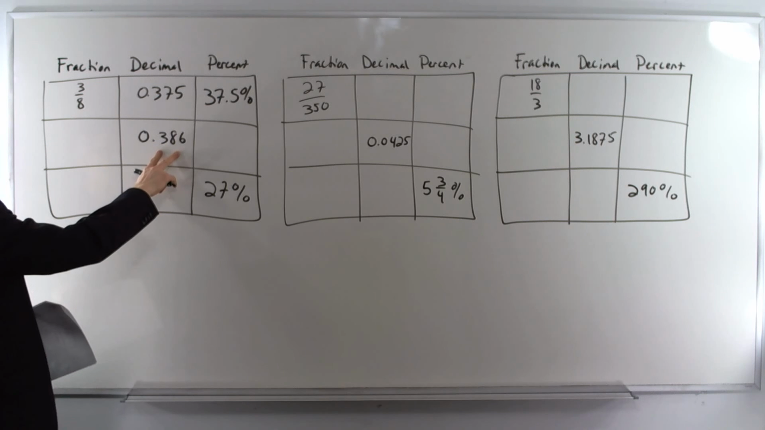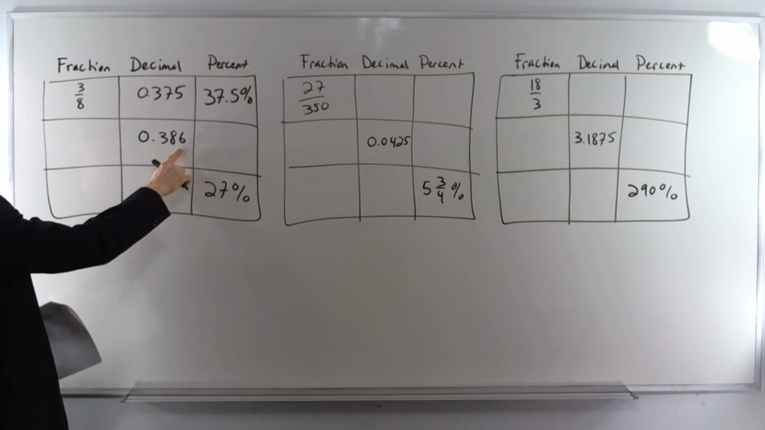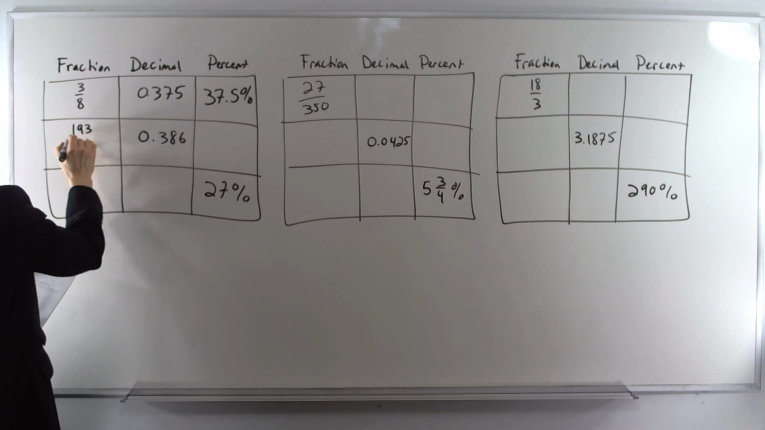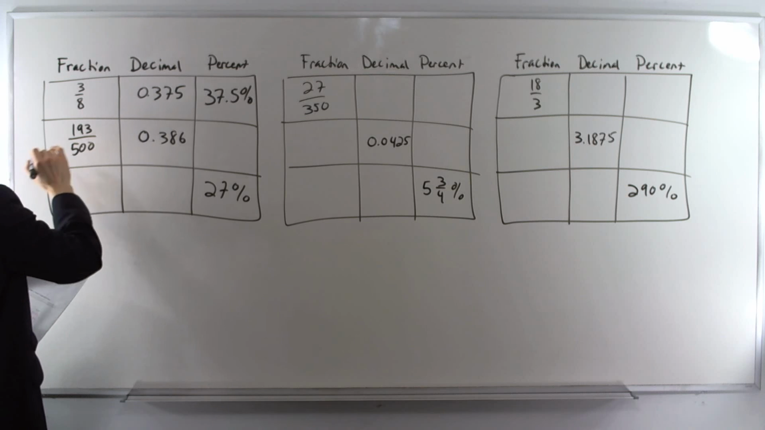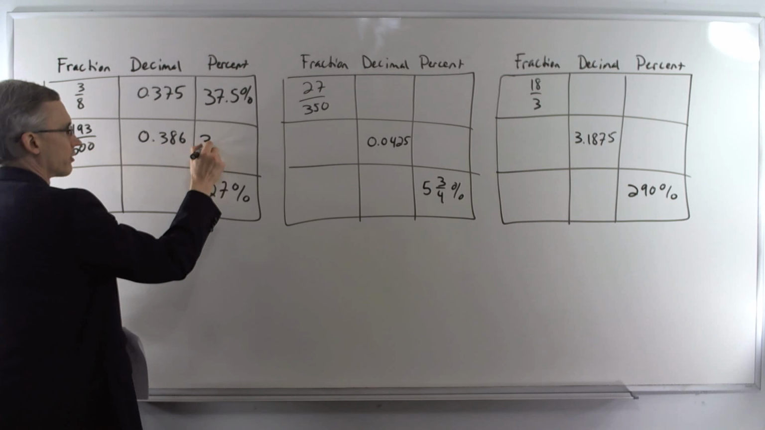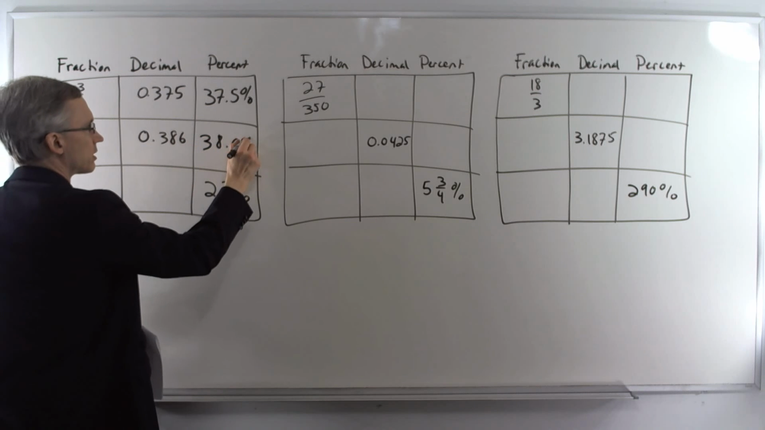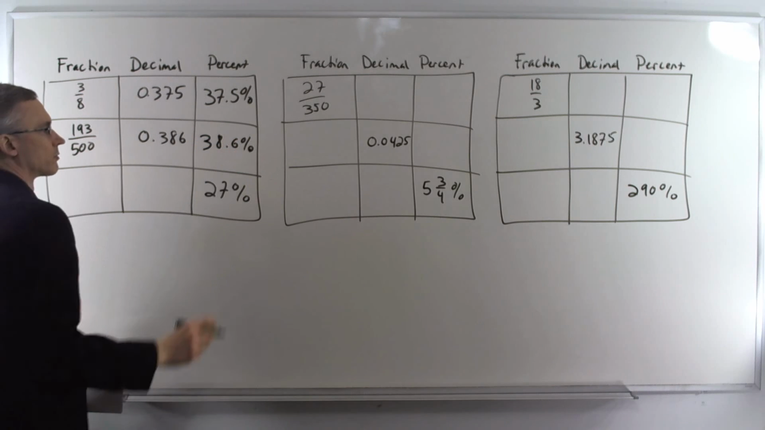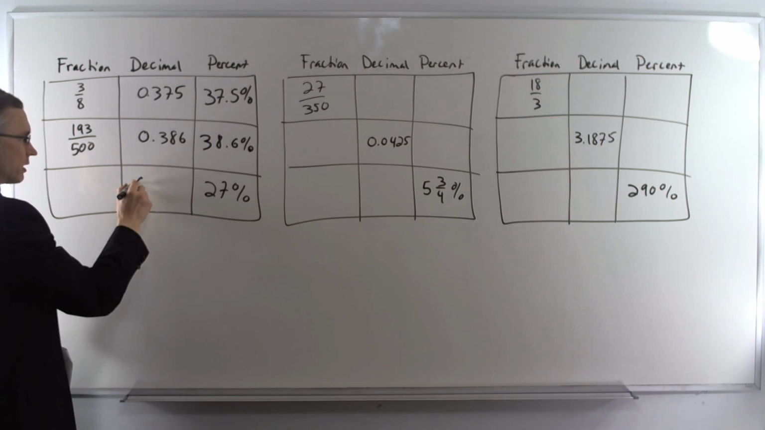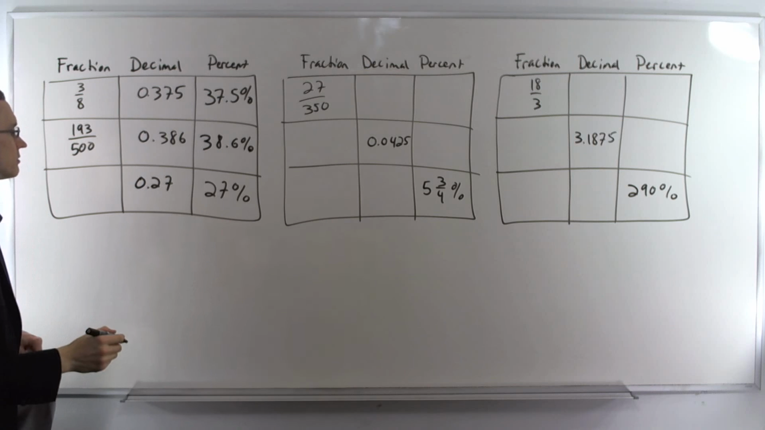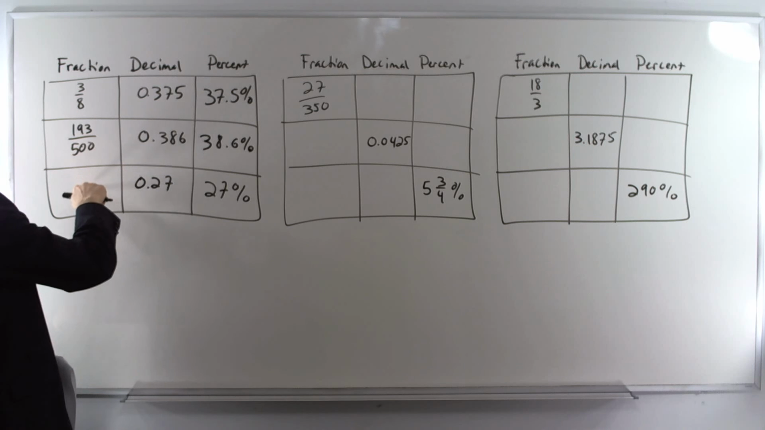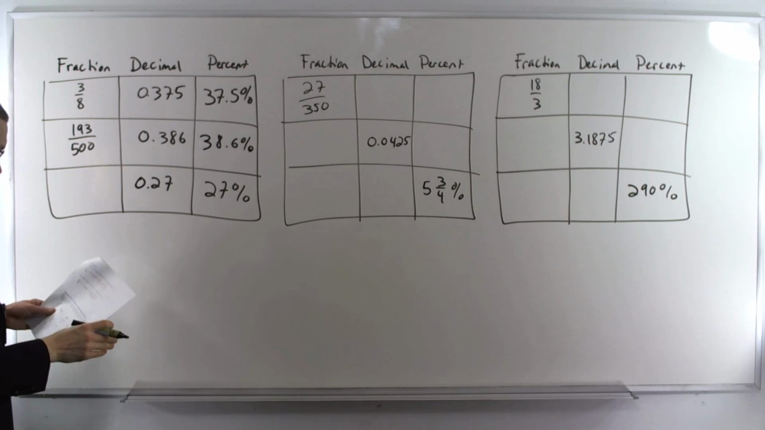Next up, decimal. Take this number, type it in your calculator, convert to a fraction. We get 193 over 500. Take the decimal, 2 to the right, we get 38.6%. And now we're starting with a percent, so we'll go 2 to the left with the decimal, get 0.27. And then take that, plug it into the calculator, convert to a fraction. It's going to be 27 over 100.